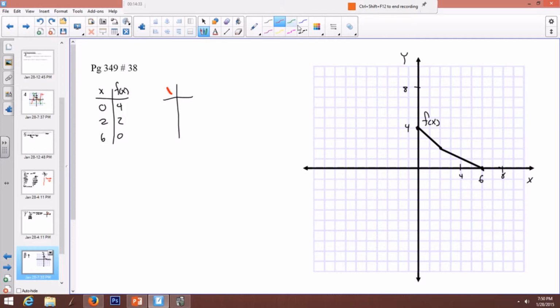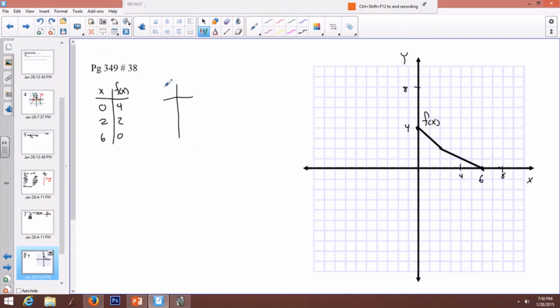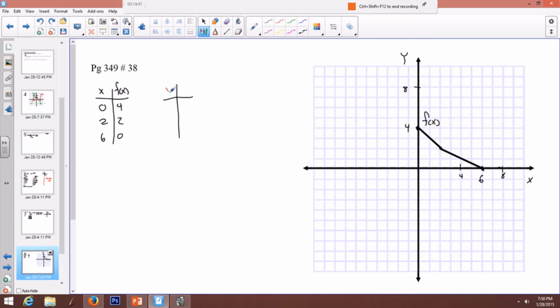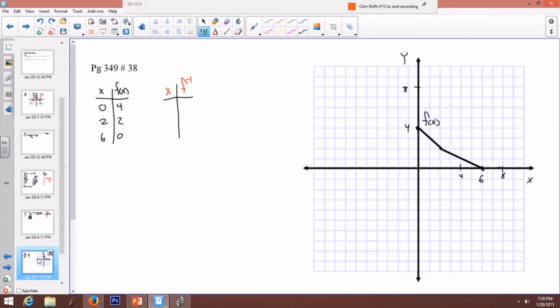I don't like that. Let's make it a little bit better. There we go. We get x and f inverse of x. So what will those points look like? Well, we go back to this original one. Remember, what did we do? We switched x and y. And that's literally what we're going to do here.